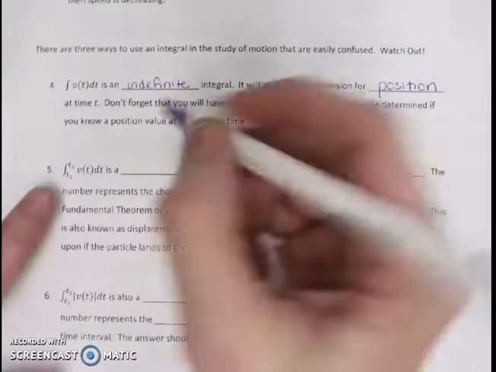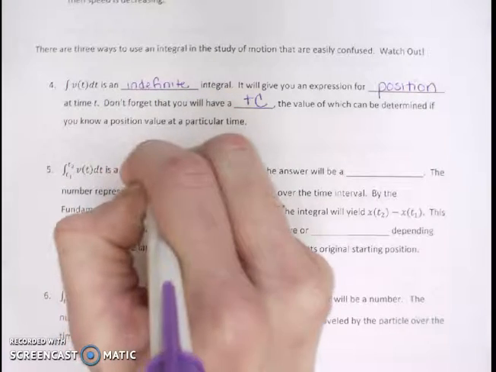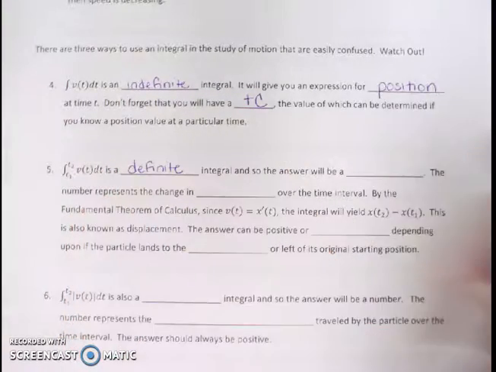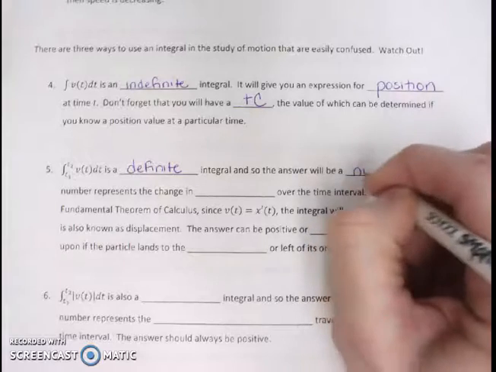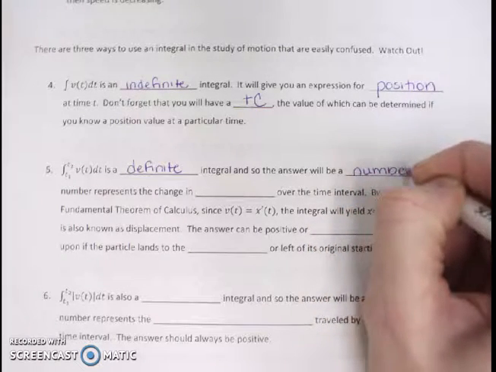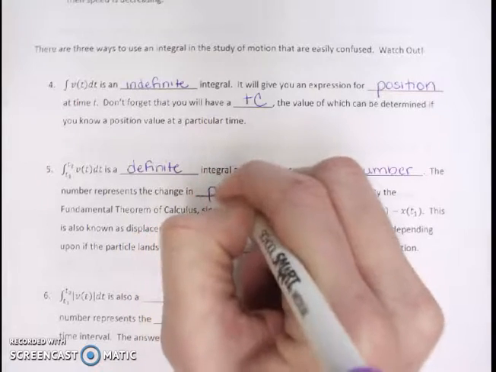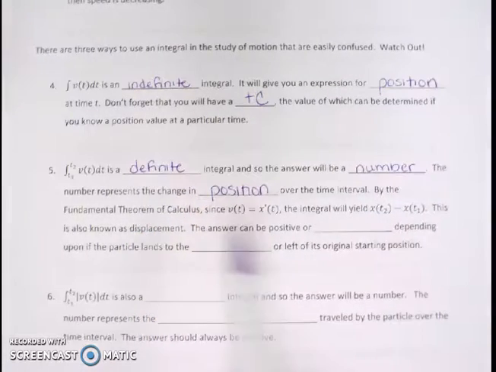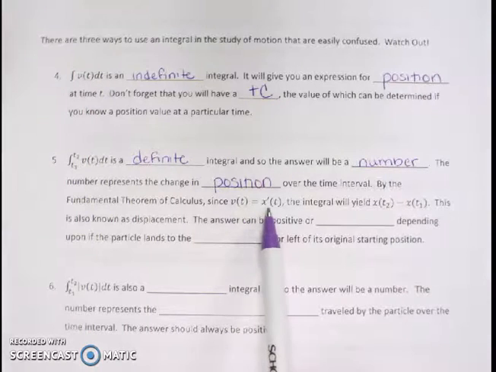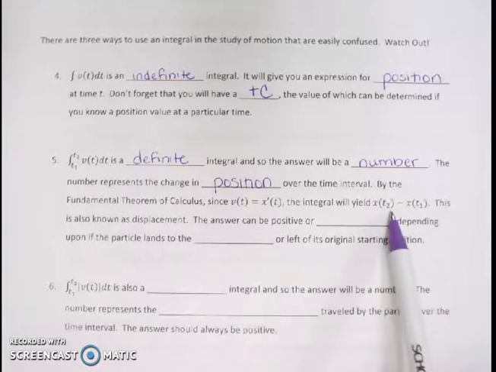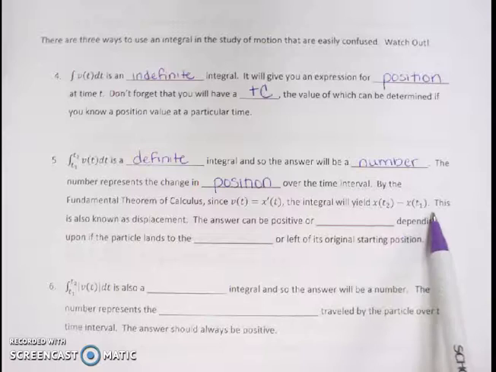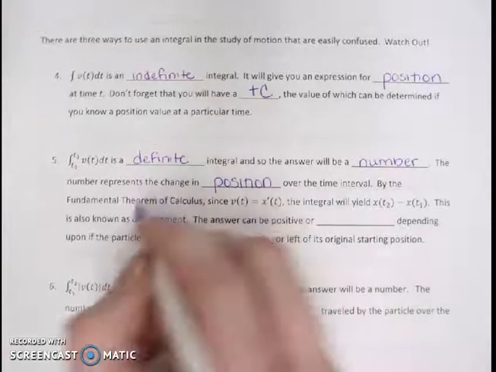So this one has endpoints, so it's a definite integral. And so this time your answer will be a number. So there will be no plus c. So the number represents the change in your position over time. And that all goes back to the fundamental theorem. Since velocity is the derivative of position, the integral of velocity gives you position at time 2 minus position at time 1. It's also known as displacement.